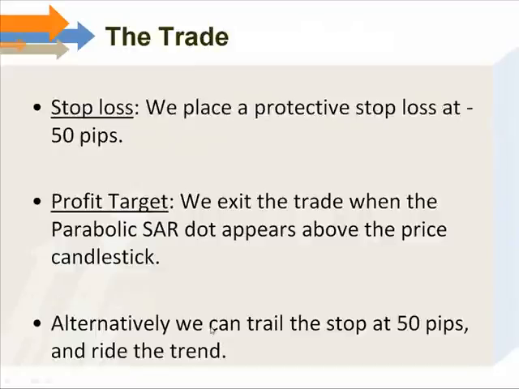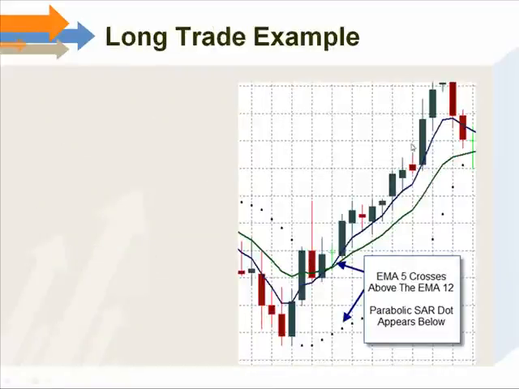So once we do that, we enter the trade, and when we enter the trade, we place a protective stop loss at 50 pips. And to exit the trade, we exit when the parabolic SAR dot appears above the price candlestick. Again, you can use the alternative exit method of trailing the stop at 50 pips. When you're just starting out, this method is the simplest, so that's the method that I'm going to use in the examples. So let's look at this here, and then we'll show you some real examples on the charts.